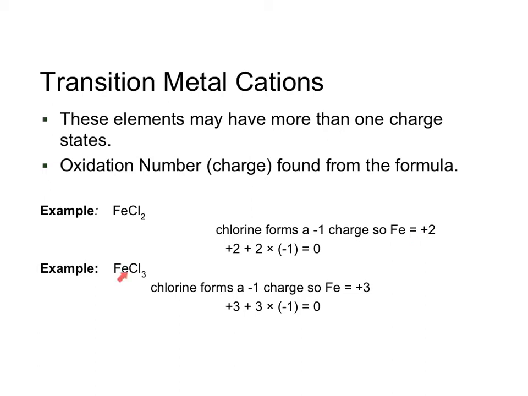If we have a formula of FeCl3, our chloride ion has a charge of -1. In this case, we have 3 chloride ions for a total of a -3 charge. We still just have 1 iron ion, and that 1 iron ion must offset the 3 negative from chlorine. Therefore, in this case, the iron must have a charge of +3.